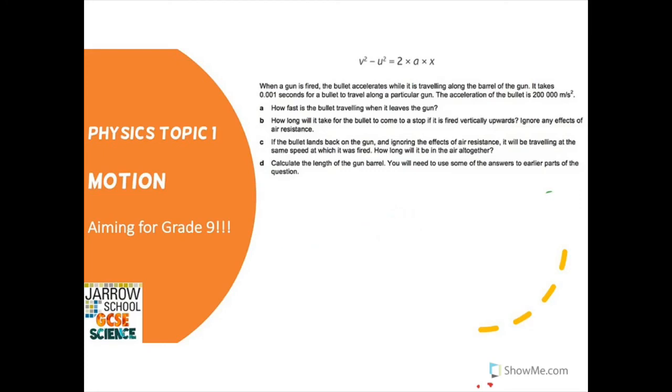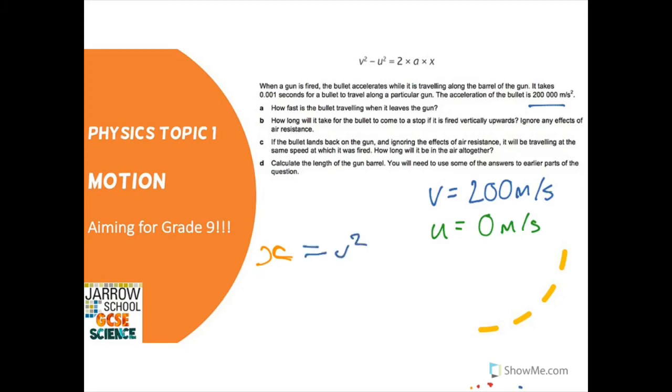We have to pull together everything that we've previously worked out. So we need to remember that the final velocity, v, the bullet was travelling at 200 meters per second while it was leaving the gun. We'll assume that it started at 0 meters per second, and we know that the acceleration is 200,000 meters per second squared. So using those 3 letters, we can figure out the length of the gun, so x. What we'll have to do is rearrange that so that x equals v squared minus u squared divided by 2 times the acceleration.